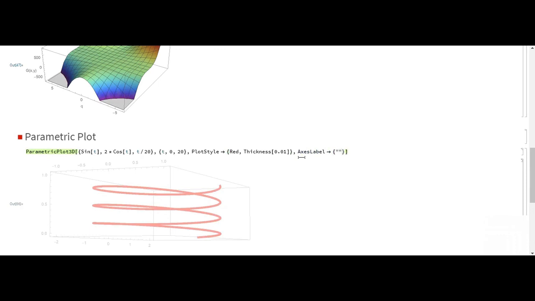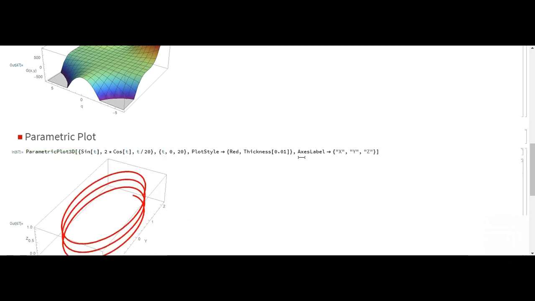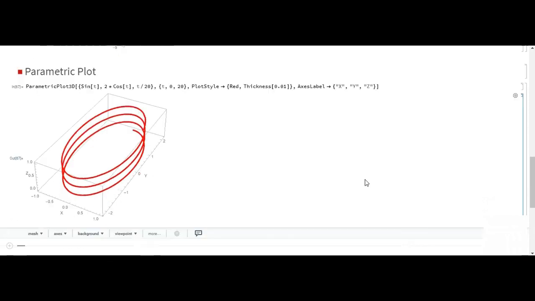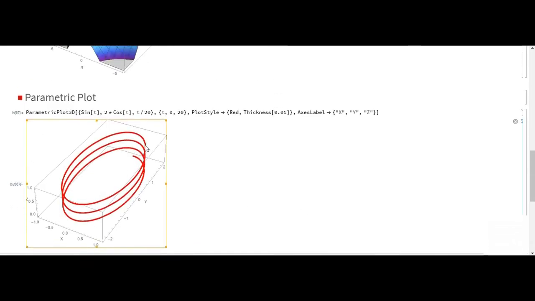It's similar to before. So here, let's say X, and then we want to say Y, and comma, we want to type Z. If we do that, then we have our axes plotted, that is X, Y, and Z. So this is how you can use ParametricPlot3D to visualize some things.